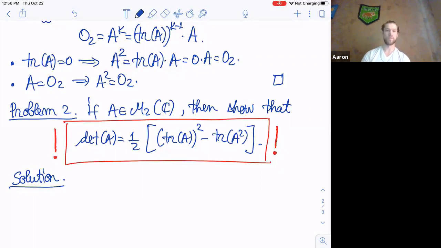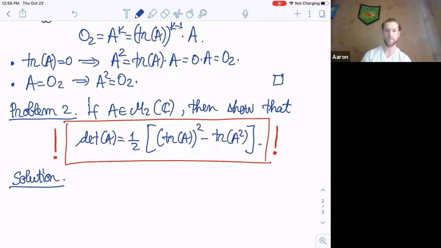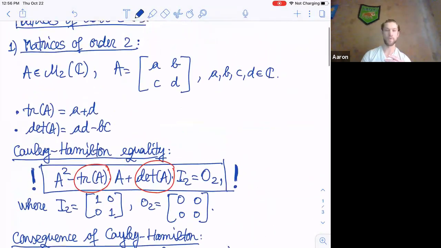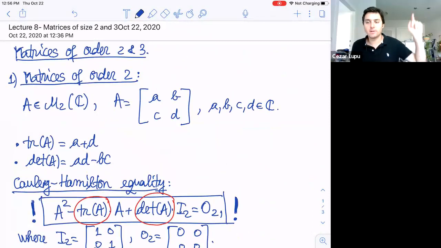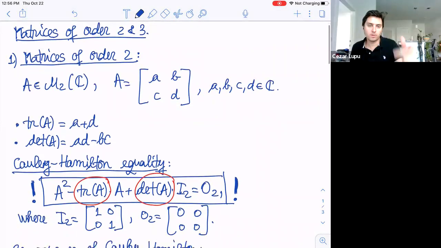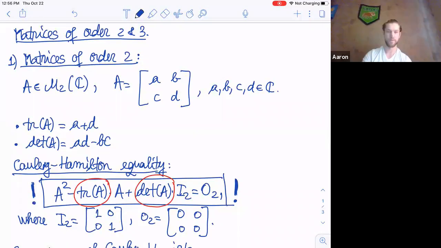Hey, Cezar, I have a quick question. Yes. So is that TR, is that transpose of the matrix? No, the trace. Look, it's defined here. It's the sum of the elements on the main diagonal. Okay, got you. And the determinant, well, you know what the determinant is, AD minus BC. So you multiply the elements across, and then it's an alternating series of positive and negative values. Yeah.